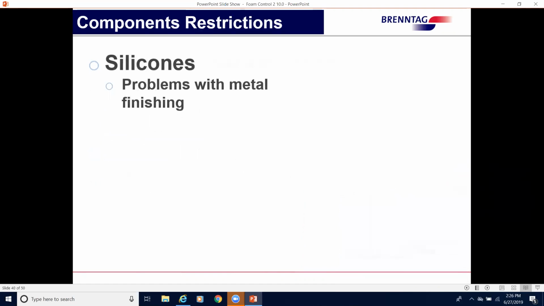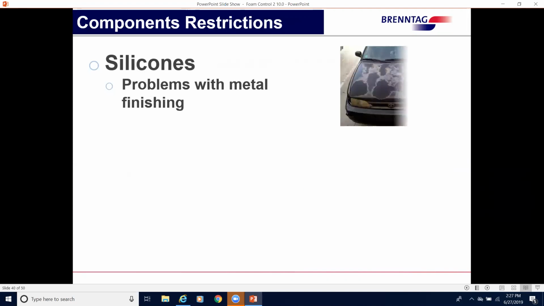So whenever you're trying to decide which type of defoamer you're going to use, you have to consider where you're using it, because certain defoamers have component restrictions in certain areas. So just to touch on a few of these here, with silicones, you're going to want to avoid using those in metal plating and metal finishing.